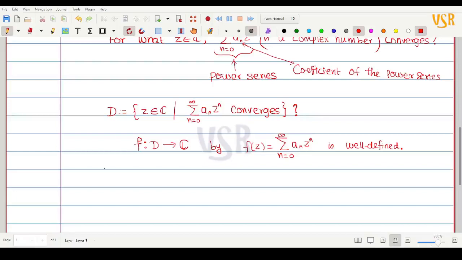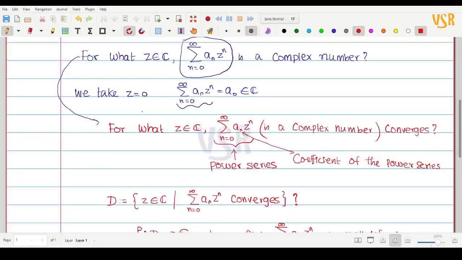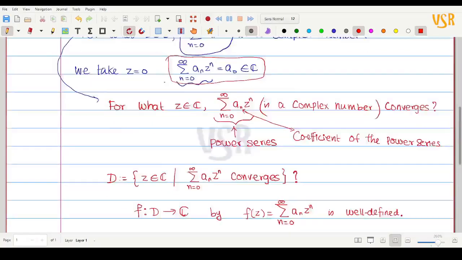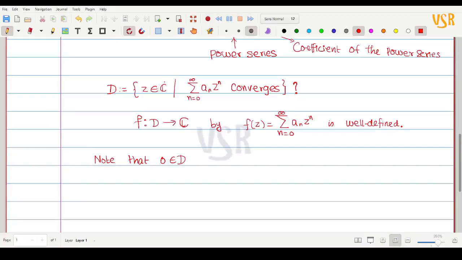Note that 0 belongs to D always. If you put 0 in place of z in this series, you get a0, as we have discussed. So when z equals 0, the series is always convergent. Therefore 0 is always in the set D, so D is always non-empty. At least when we take 0 in place of z, the series becomes a0.